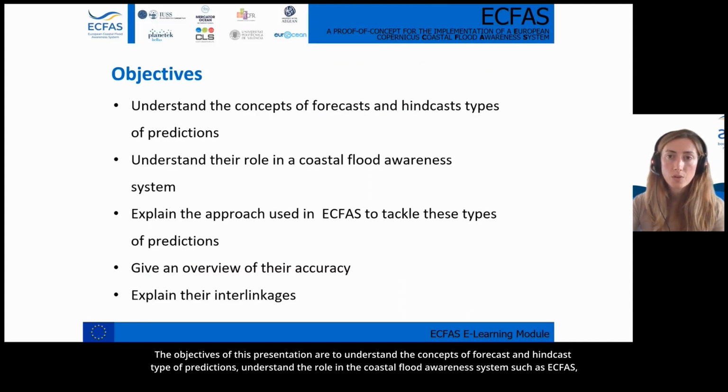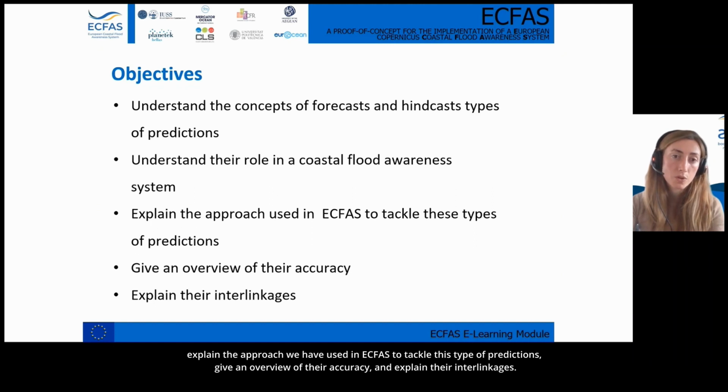The objectives of this presentation are to first understand the concepts of forecast and hindcast type of predictions, understand the role in a coastal flood awareness system such as ECFAS, explain the approach we have used in ECFAS to tackle this type of predictions, give an overview of their accuracy, and explain their interlinkages.